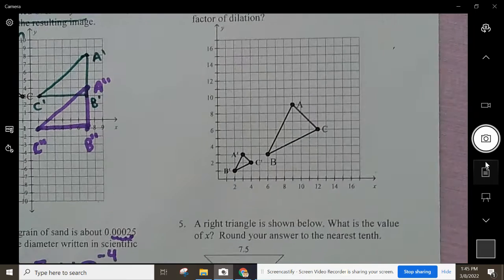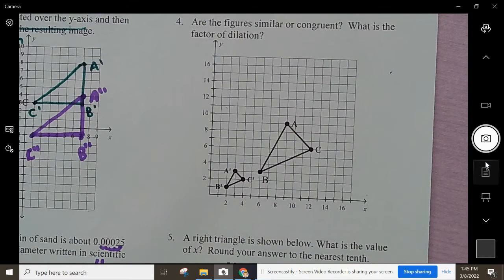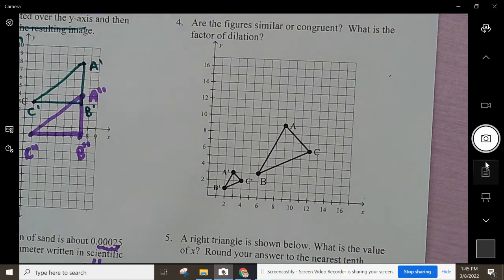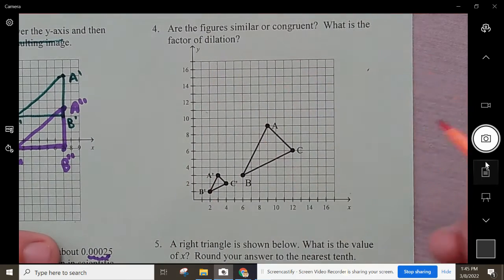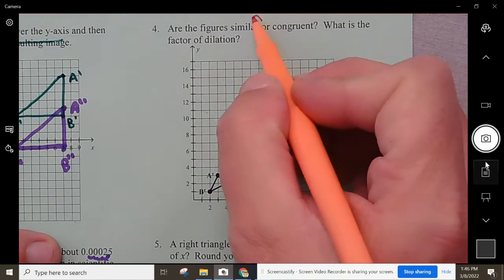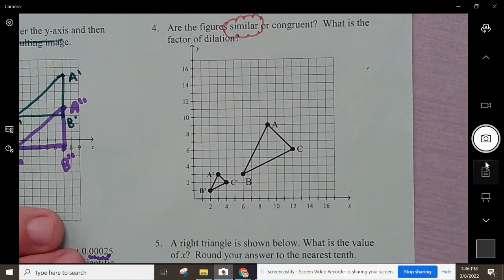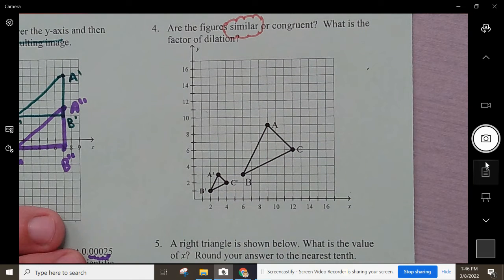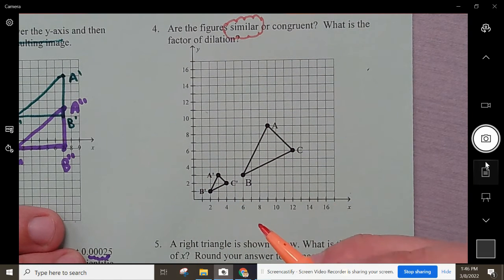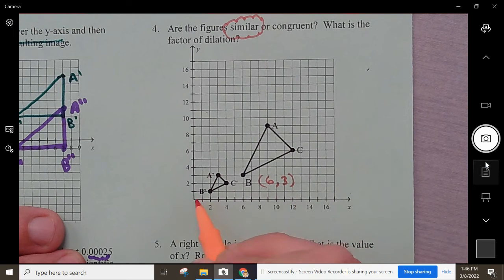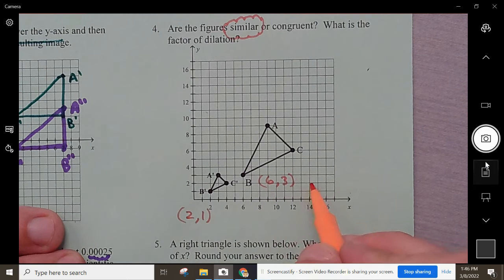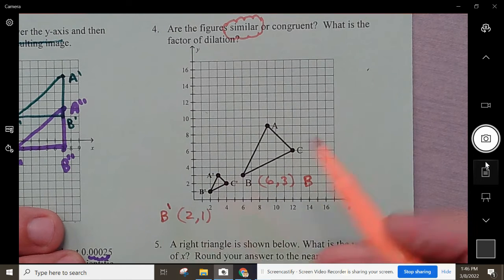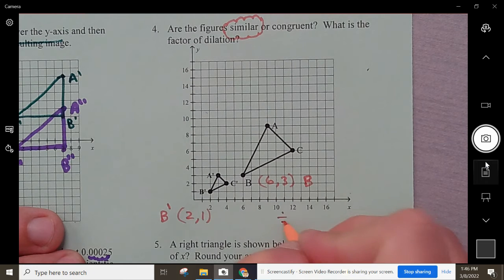Then, number 4. This one's kind of tough. I want you to look at it and see what is the actual change. What is the change? So, are the figures similar or congruent? Big brother, little brother. Make sure you get that right. They're similar. What is the factor of dilation? So I would look at certain problems here. I would look at this and say, okay, well, B is at 6, 3, and the new B is at 2, 1. Okay? So it went down, and we talked about this in class. It came down. Do you see a pattern from 6 to 2 and 3 to 1? It was almost like it was divided by 3.